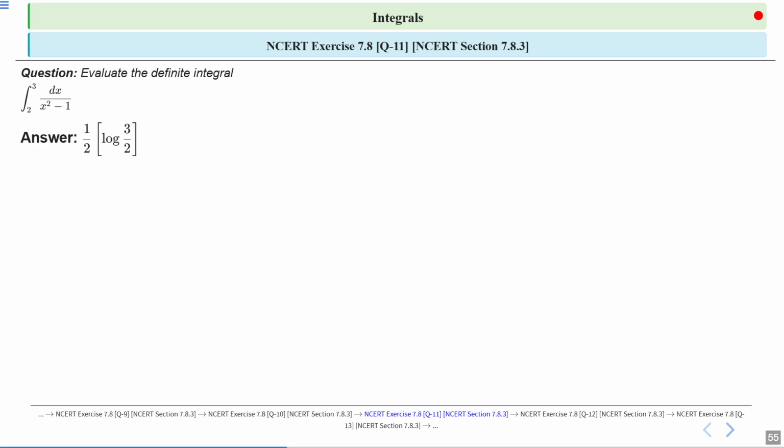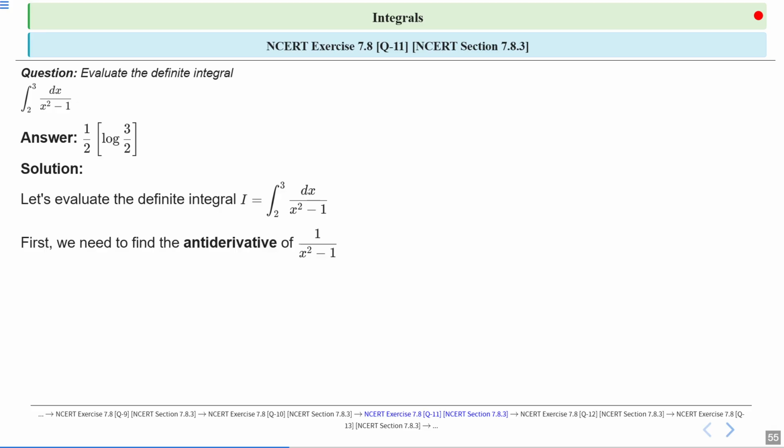So the answer is 1 by 2 into log 3 by 2. Now, at first, evaluate the definite integral I is equal to integration from 2 to 3 dx by x square minus 1.